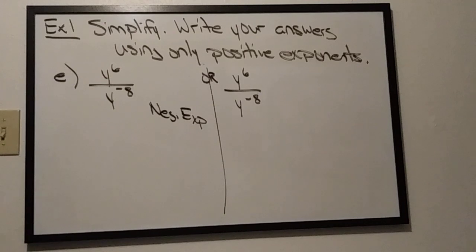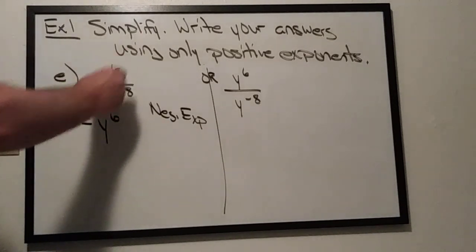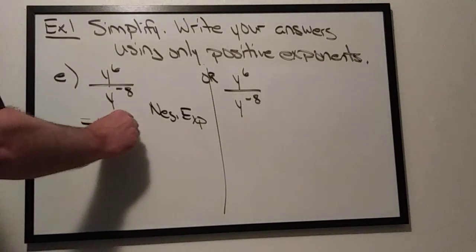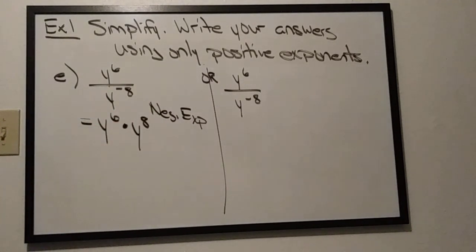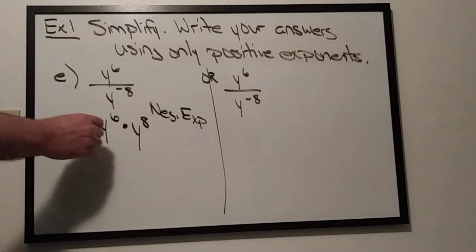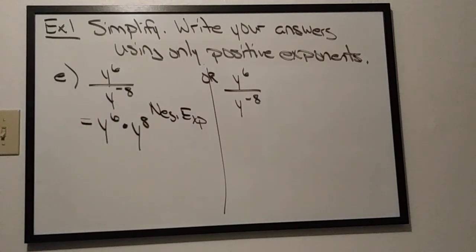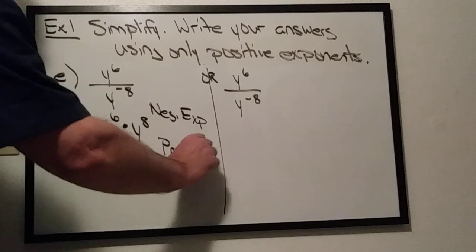So y to the negative 8th in the denominator is equivalent to y to the positive 8th in the numerator. So I have my y to the 6th currently in the numerator, still in the numerator, because it didn't have a negative exponent. And I'm going to then move that y to the negative 8th in the denominator into the numerator as y to the positive 8th. Now this problem has become y to the 6th times y to the positive 8th. So that means that I can use the product rule to finish this off.